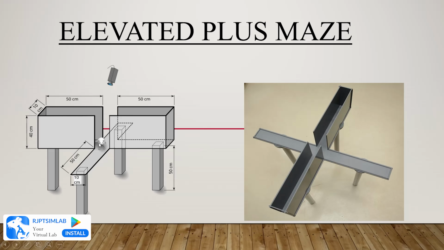As we can see in the left image, our mouse is placed in the central portion, and it can move onto the open arms and the closed arms. It is a table-like structure which has four legs, and over that it has four arms. Each arm is of equal length and equal height, the open ones and the closed ones also.